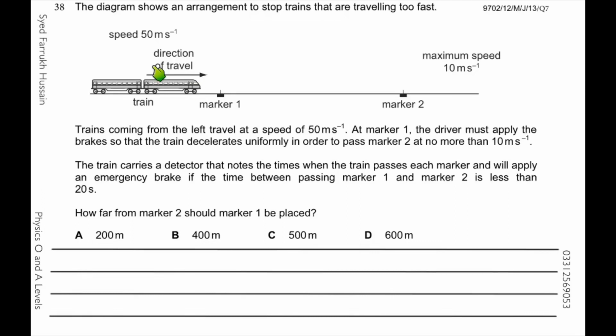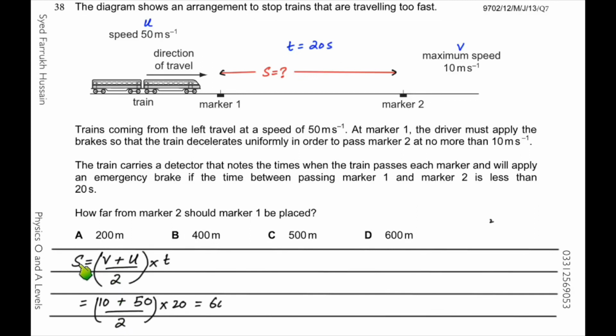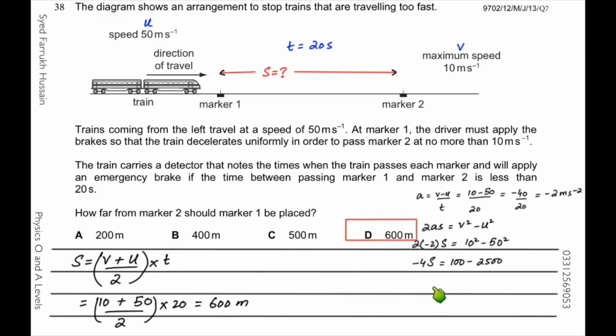In this question, the initial speed is 50 meters per second, the final speed is 10 meters per second, and the distance between marker 1 and marker 2 is unknown, and the time taken between marker 1 and marker 2 is 20 seconds. So this is the data. Now you know that by equation 2 you can find the distance if v, u and t are given. There is another method to find the distance if you do not know this equation. You can find the acceleration first, which is actually deceleration, minus 2 meters per second square, by this working. And now you can use the value of acceleration to find the distance by 2as is equal to v square minus u square, and this will be found to be 600 meters, as it is found by equation 2 as well.